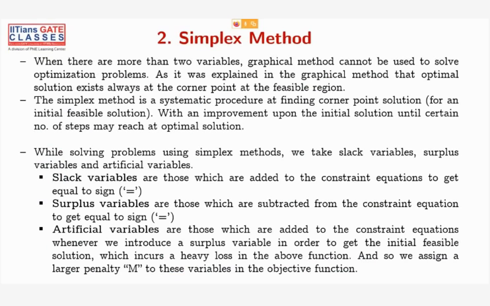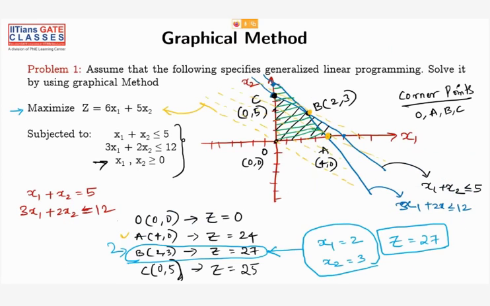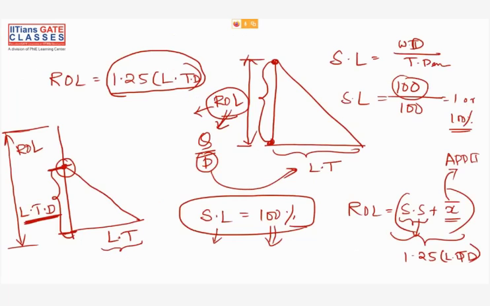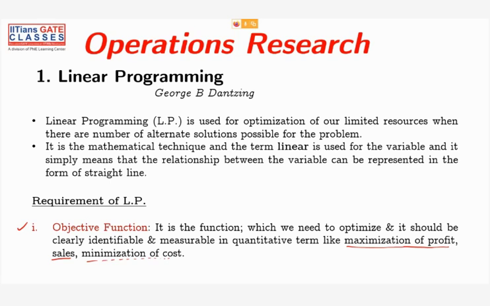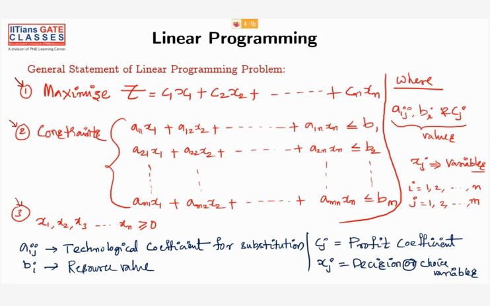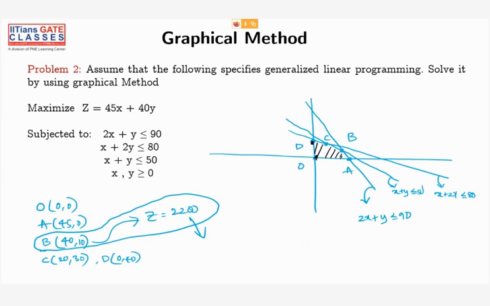Okay, fine. In the last class, we discussed graphical methods. I mean, we started linear programming, right? The linear programming problem, and of course, we discussed the requirements of linear programming. Then we discussed the generalized statement of the linear programming problem: maximize or minimize, that is your objective function. Then you have some constraints, and we discussed some problems on it, like how to deal with graphical methods.